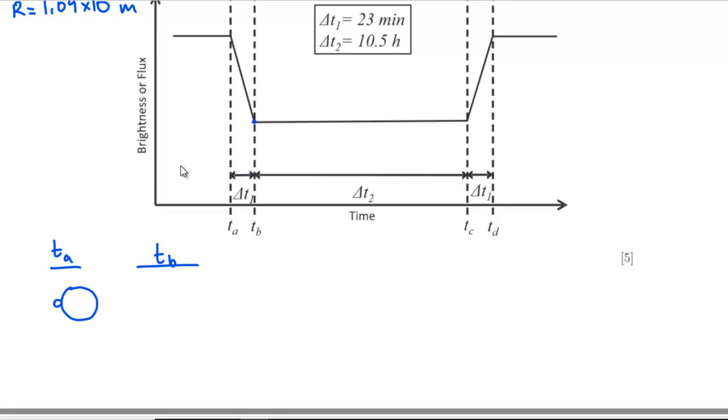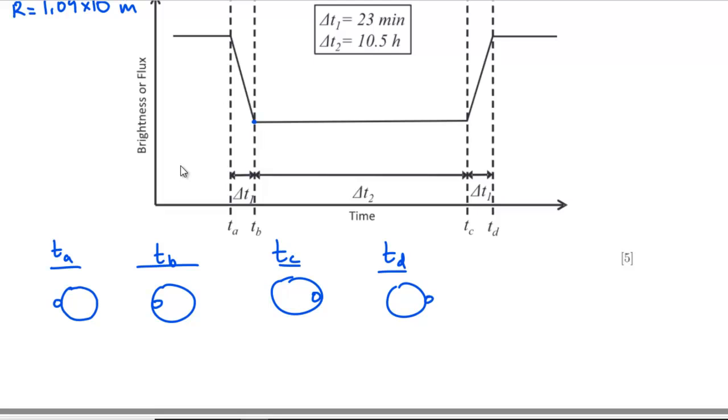So that means we're going to have the star, which should be the same size, but now the planet is going to be inside. And then at TC, we've still got full dimming, so we're going to be like that. And then at TD, we're going to be back out the other side. So we look like that.